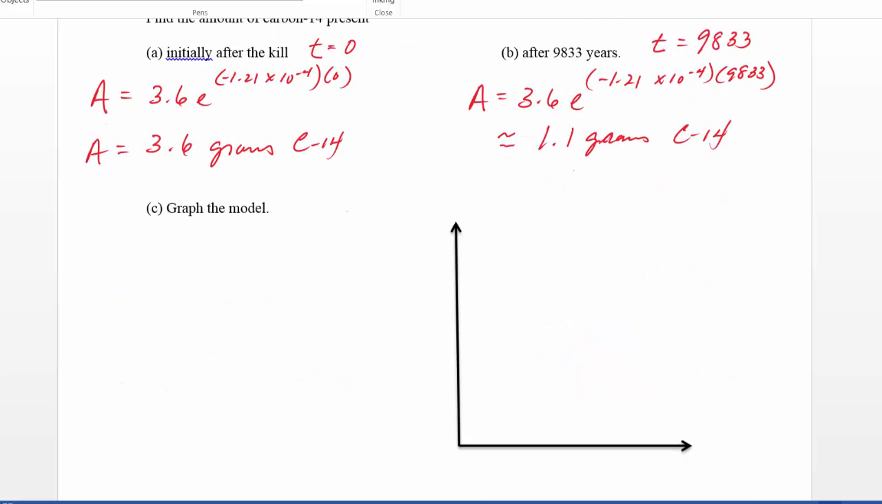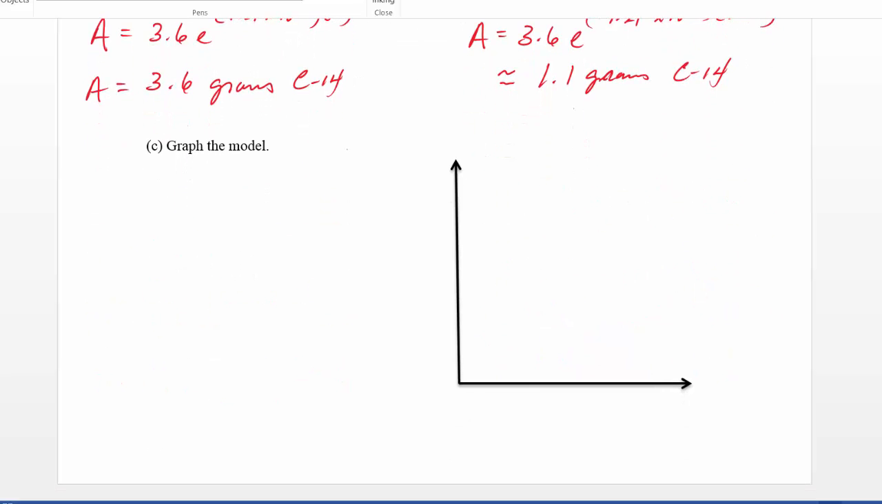Now it asks us to graph the model. Now the key here is really getting the scaling correct, and so I'm going to go ahead and set that up right now. Okay, and so you can see here for grams, I just used a single number, 1, 2, 3, 4, 5 grams, but for the time function I actually used 5, 10, 15, 20, but representing the number of thousands of years that have passed by.